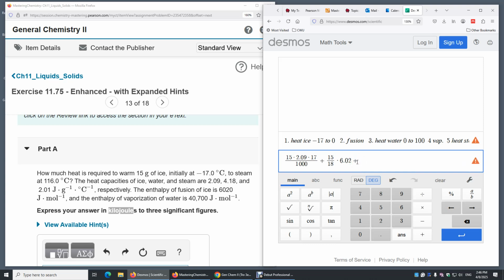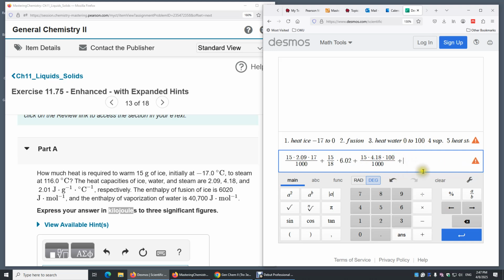Now we're going to heat up liquid water from 0 to 100 degrees Celsius. So I'll just copy this part. We still have 15 grams of water, but now we're looking at liquid. Liquid has a different specific heat capacity, and the temperature change is different. It's from 0 to 100. Alright, so we have this term.